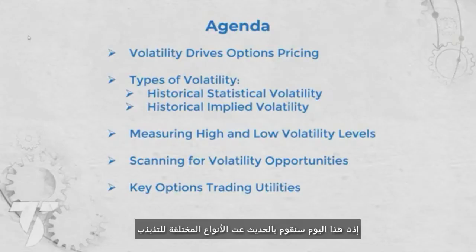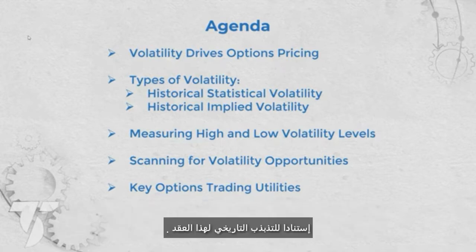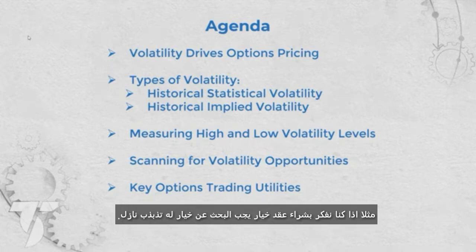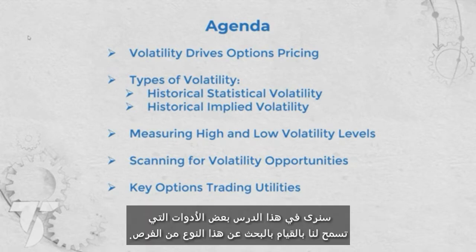So today we're going to talk about the different types of volatility and how you can measure volatility to see if the options that you want to trade are overpriced or underpriced based on the historical volatility of that particular underlying asset. We can also use volatility to find opportunities. If we are buying options, we might want to scan for low volatility options. And if we are writing spreads or writing options, we might want to look for those underlying instruments that have high implied volatility.